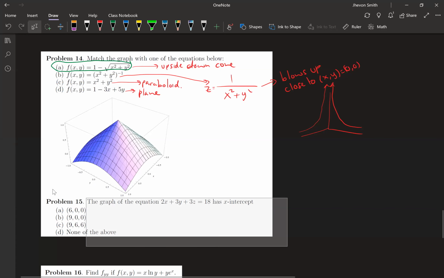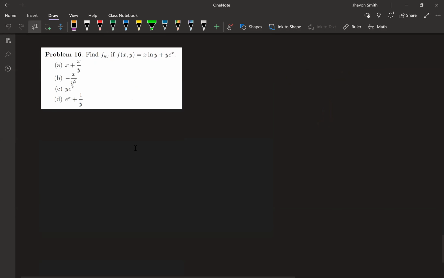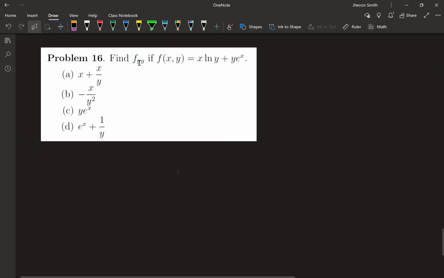The graph of this equation has an x-intercept of what? Right, 900. Find the second partial derivative with respect to y if your function is that.